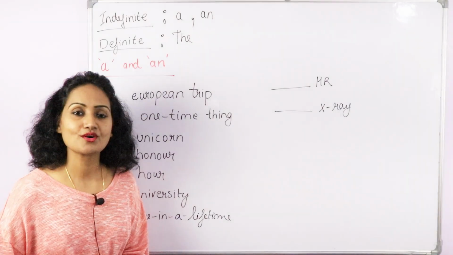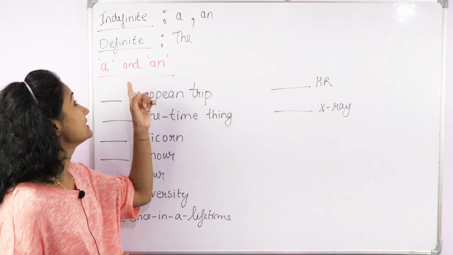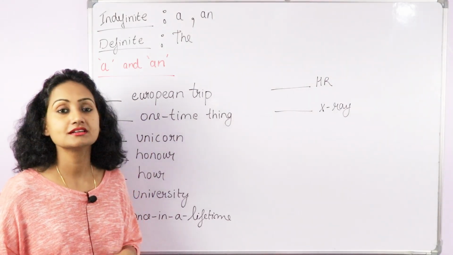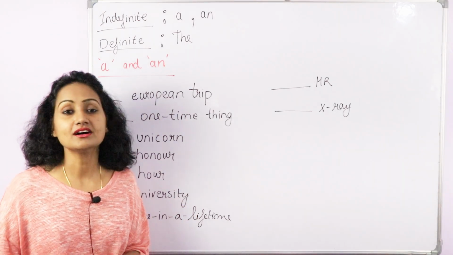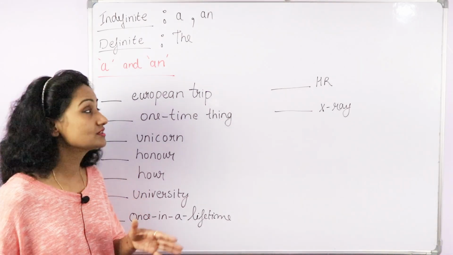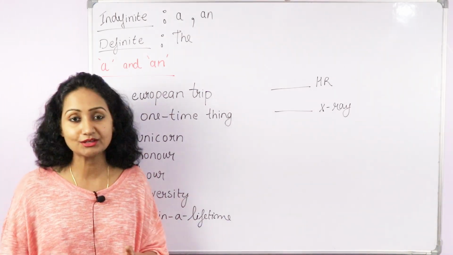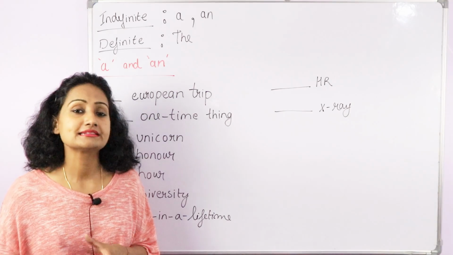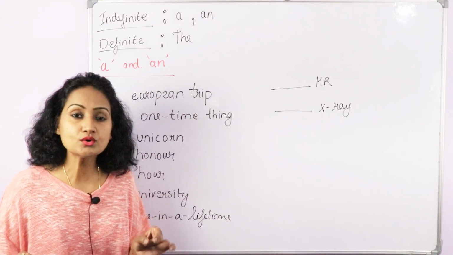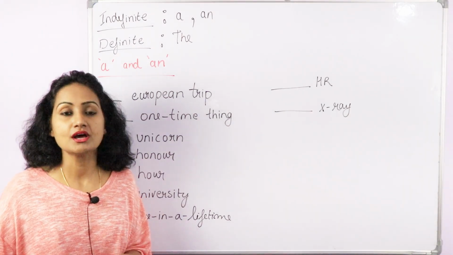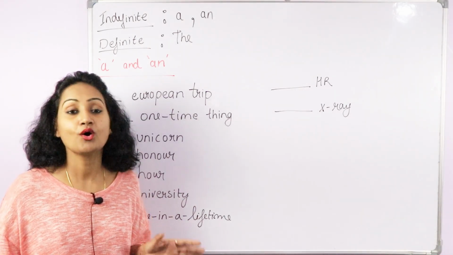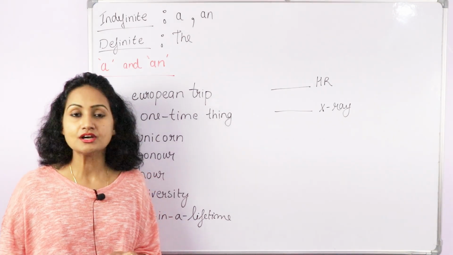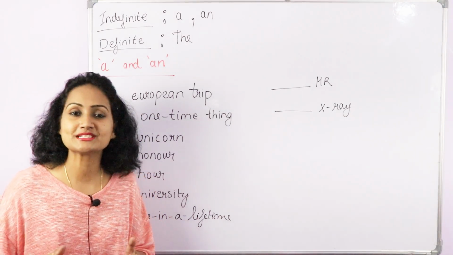There are two types of articles. One is indefinite article and another one is definite article. Indefinite articles are a and an, and definite article is the. We use a and an with a singular countable noun when we talk about something in general, not specific. On the other hand, we use the to talk about something specific.